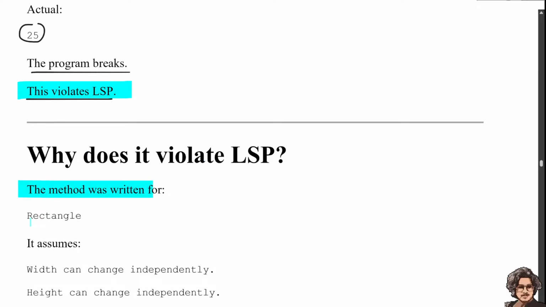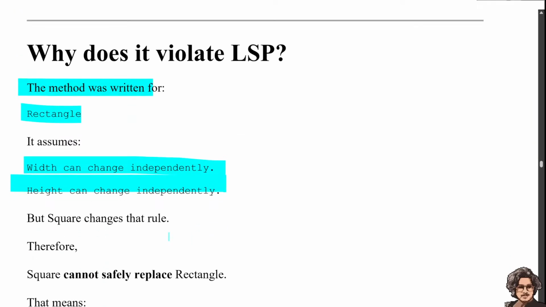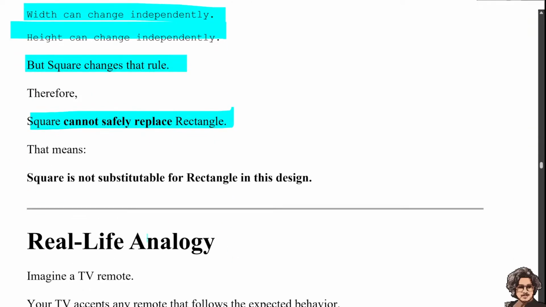Why does it violate the principle? This method was written for the rectangle, and it assumed that width can change independently and height can change independently, but Square changed that rule, and therefore Square cannot safely replace Rectangle. This means that Square is not substitutable for Rectangle in this design.